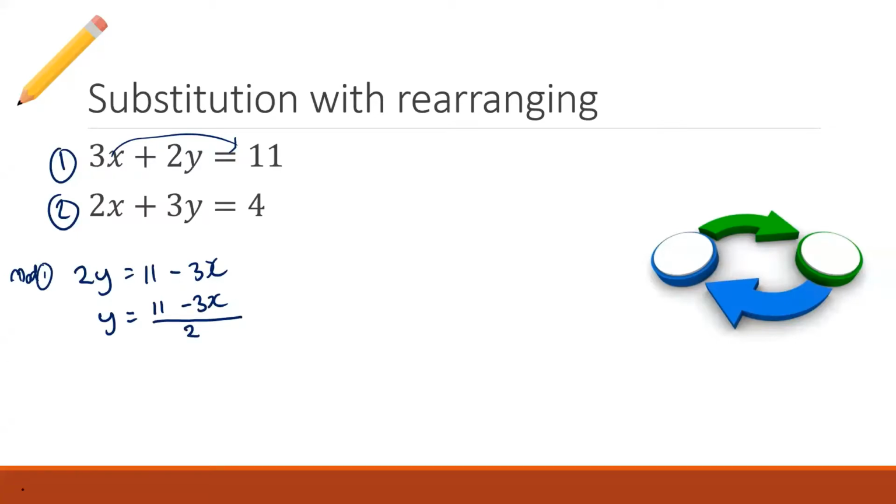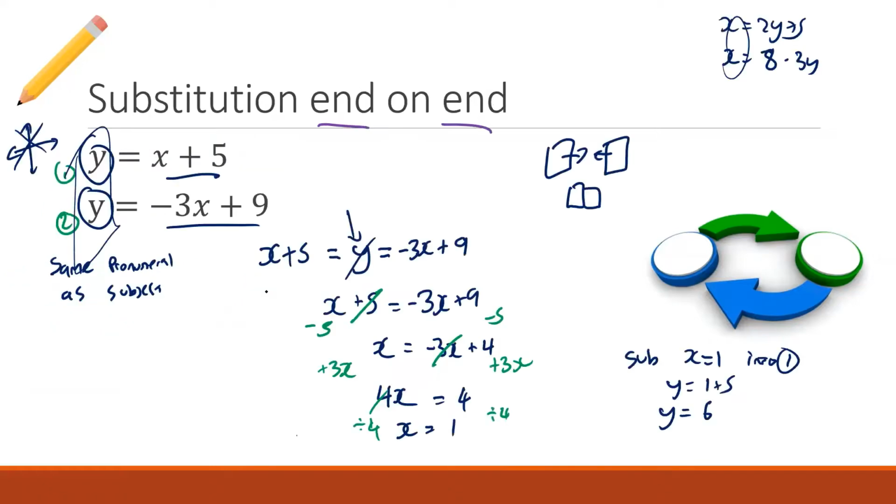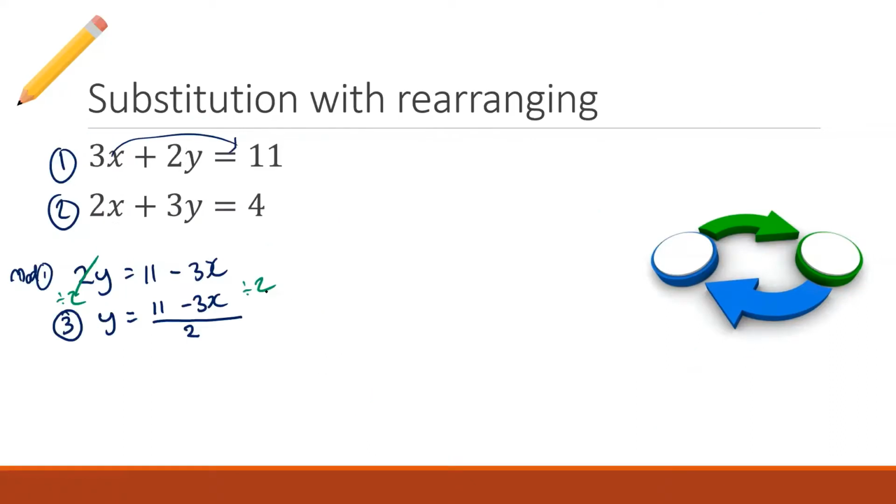The reason that I've done that is I've just divided both sides by 2. And that cancels that out. This here I'm going to call equation 3. Now, unlike these other ones where the y was x plus 5 or y was 5 take away 2x, this guy is a bit chunky. It's going to be a bit difficult to substitute into an equation.